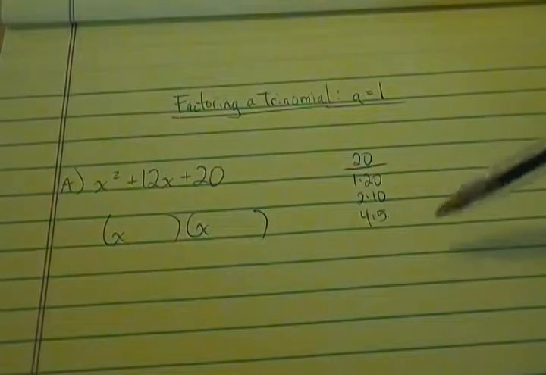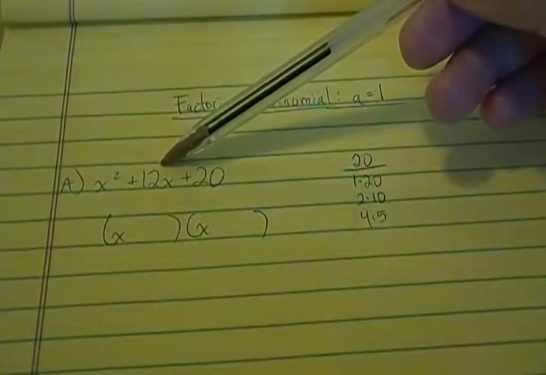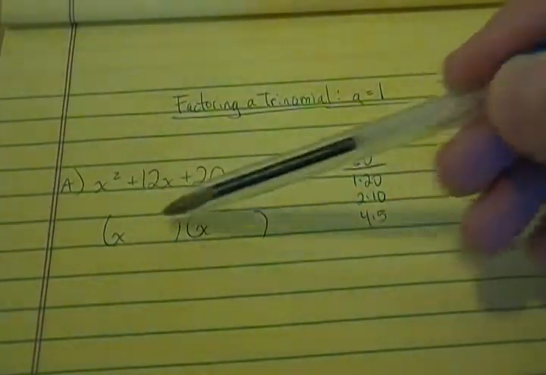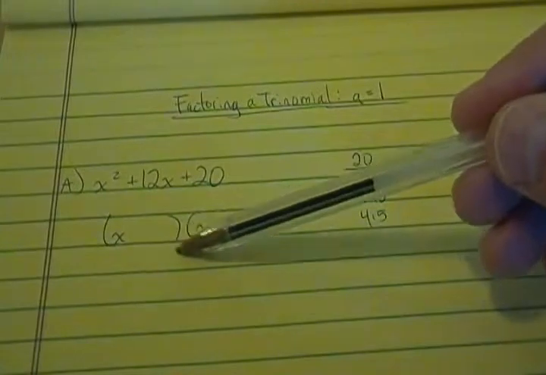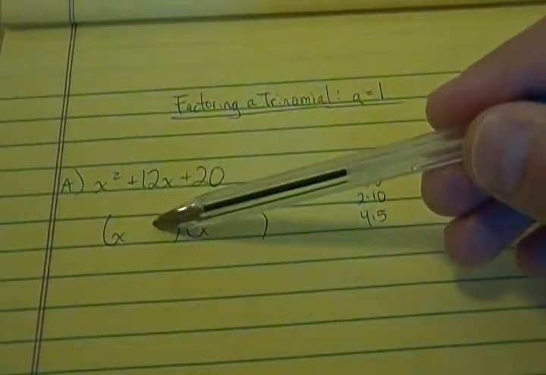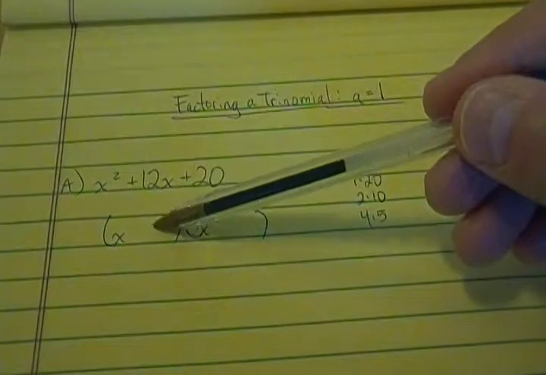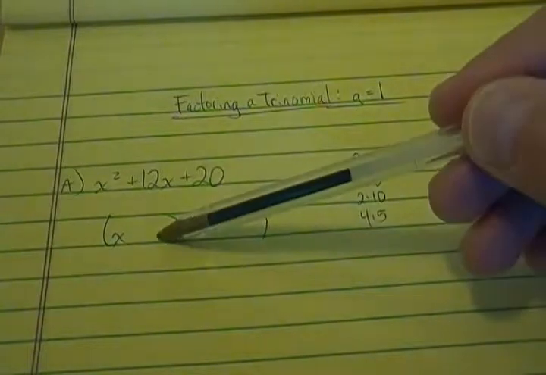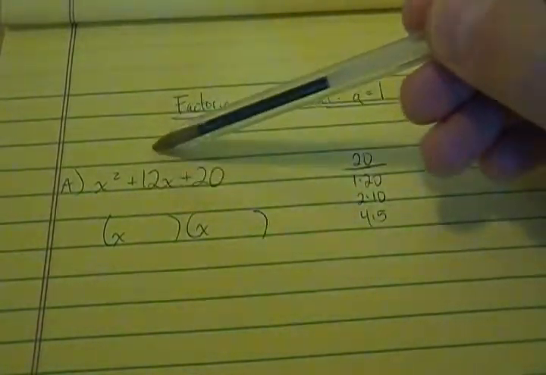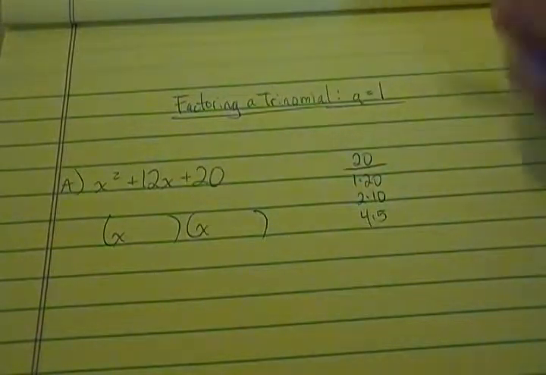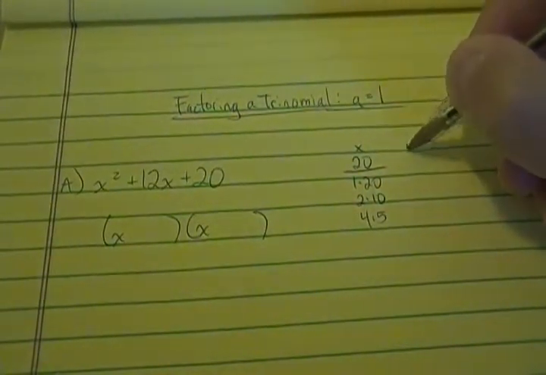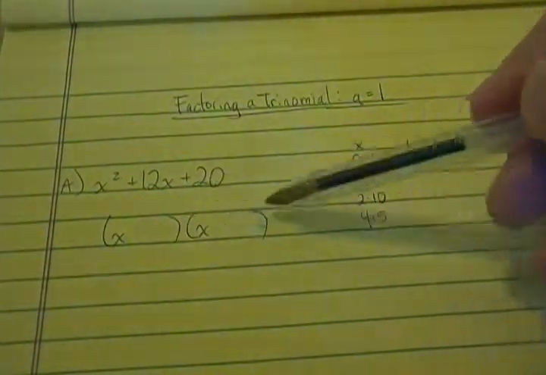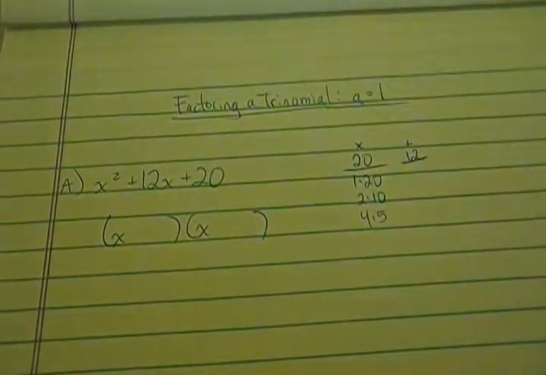The way we can tell which one is going to work is by using the middle term to check it out. Remember, in the FOIL method, x times x gives us x squared, and the last terms, those two numbers, multiply to equal 20. But when we do the inner and outer terms, the inner is some number times x and the outer is x times the other number, and when we add those together, they have to add up to equal this 12x in the middle. So I need two numbers that multiply to equal 20 and add up to equal 12, because when I FOIL and combine the inner and outer like terms, they're going to add up to this 12x.